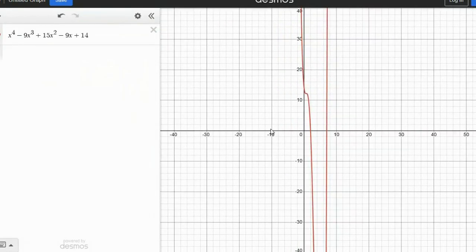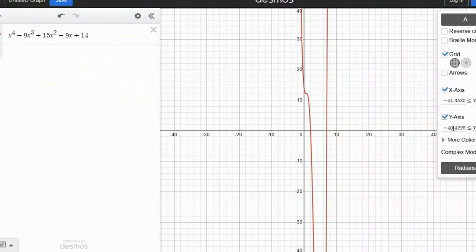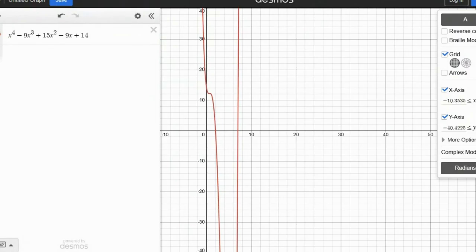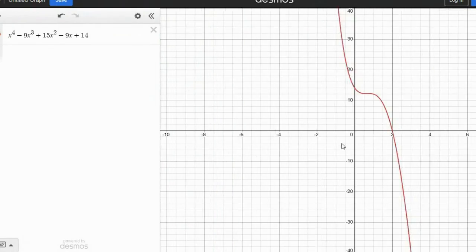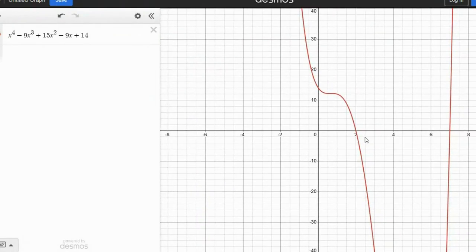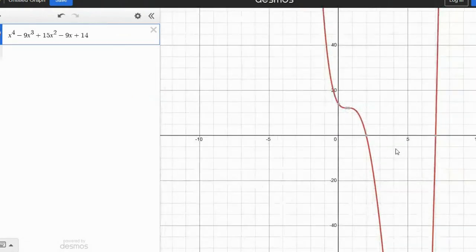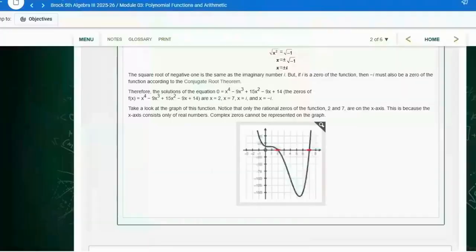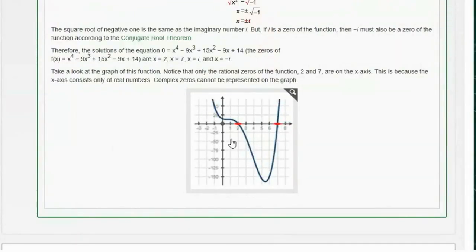So when we look at it, let's change the scale to where this doesn't look quite so crazy. Let's do the x-axis from negative 10 to positive 10. And that's a little easier to look at. We have a root at 2 and a root at 7. And then the other ones are imaginary, so they don't show up when we graph it. So we would only be able to find 2 roots by graphing. We had to do some algebra to figure out the other roots. So they're kind of showing the same thing.